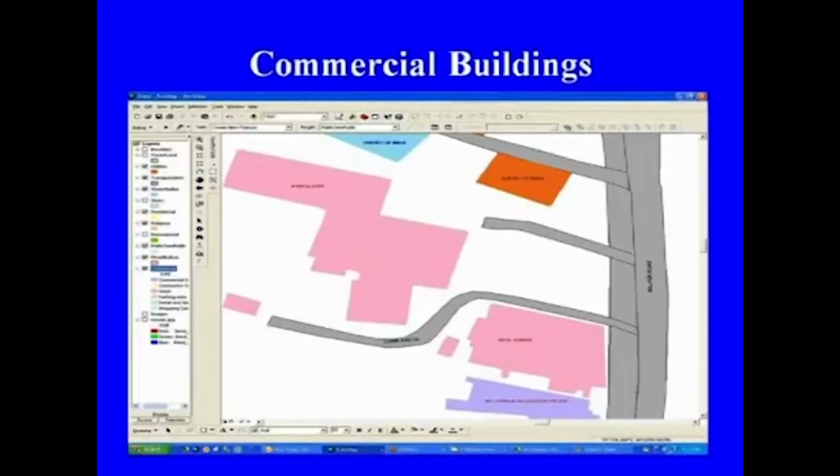This also provides another view of the commercial buildings, wherein we are looking at the buildings within this particular region. For example, the hotel Ekta, which is a very big complex, can be seen there.